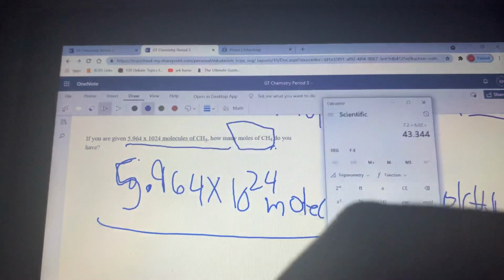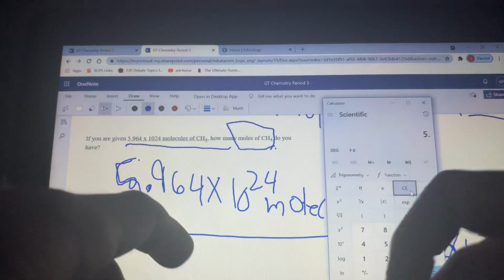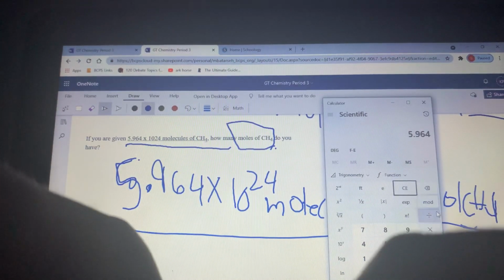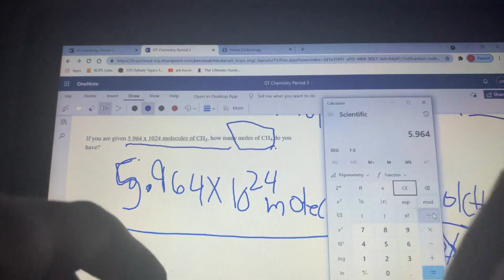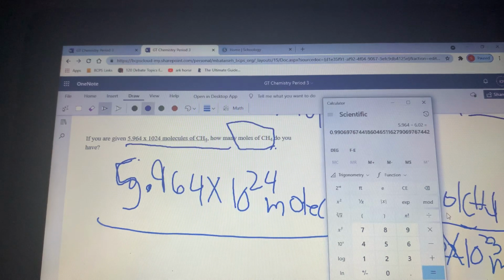So we'll do 5.964 over 6.02. And as we know, the times 10 to the 23rd count goes over. It transfers over. So we have 0.9906 times 10 to the 24th. But uh-oh, that's not between 0 and 1. So you have to move it 1 to the right.